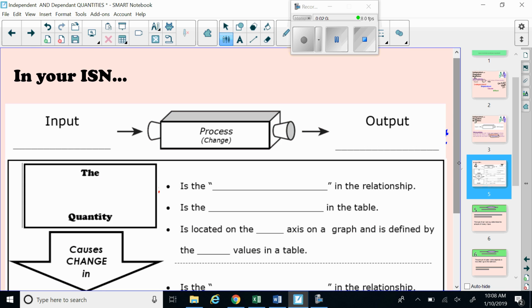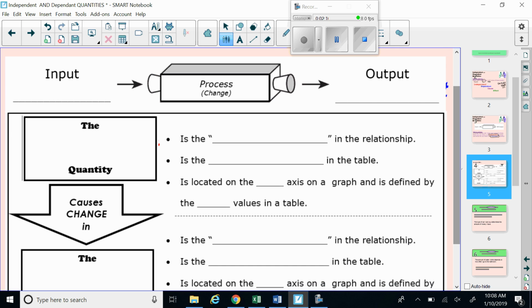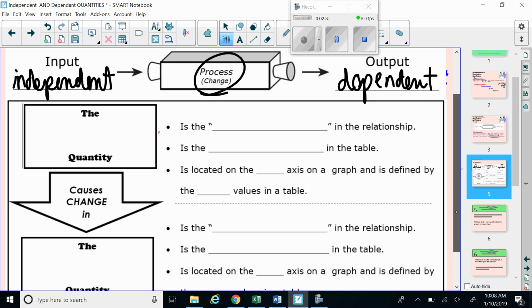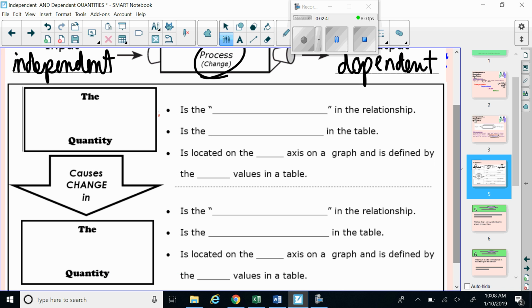Now, after you've had that conversation, let's look at your little half sheet of notes. What did you come up with? Well, I know that the input is actually my independent. And then something happens, and then I get my output, which is going to be the dependent. As I do this, you're going to fill in your notes as well. Remember, you can pause if you need to.